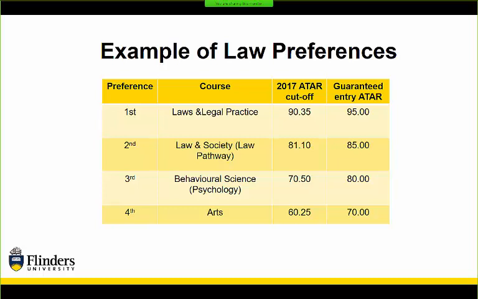They've then decided that if they don't get into the law and society pathway, they'd also be really happy with psychology. So they put in psychology as their third preference, and then arts is a backup option which can be used for both of those degrees as well, which has the lowest ATAR of 60.25. And again, if you don't receive an ATAR above 60, there's still pathways for you, but you do need to get in touch with us.